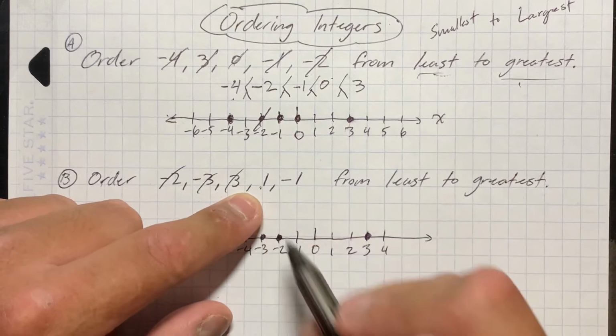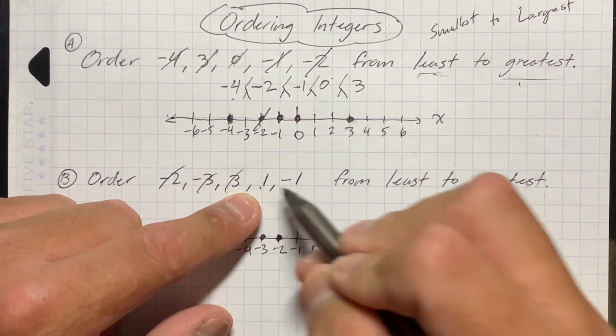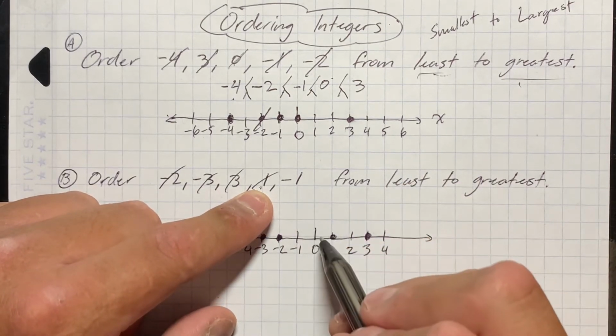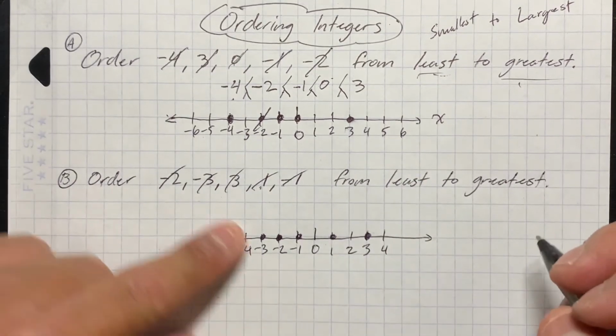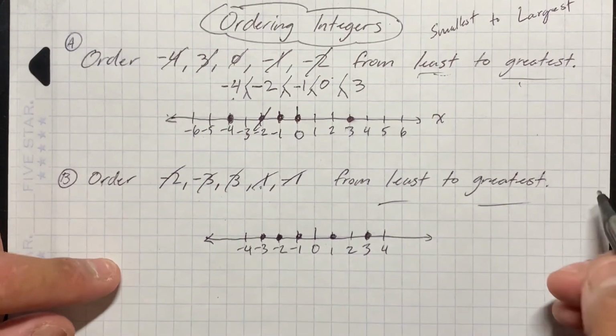Then you have +1. +1, start from origin, it's right here. Cross it out. Process of elimination. And then you have -1. So start from your origin, plot -1. And there you go, my friends. So now you can go ahead and list them from least to greatest, smallest to biggest.